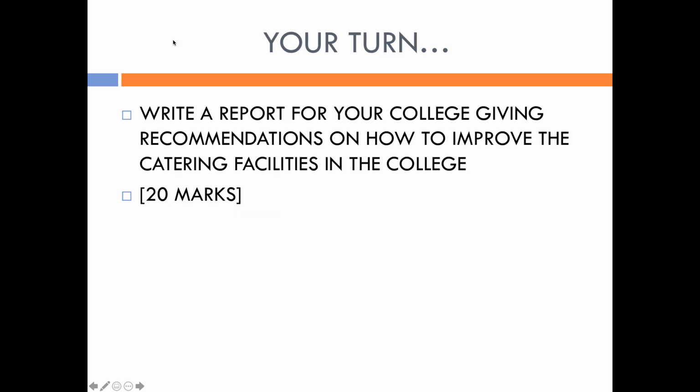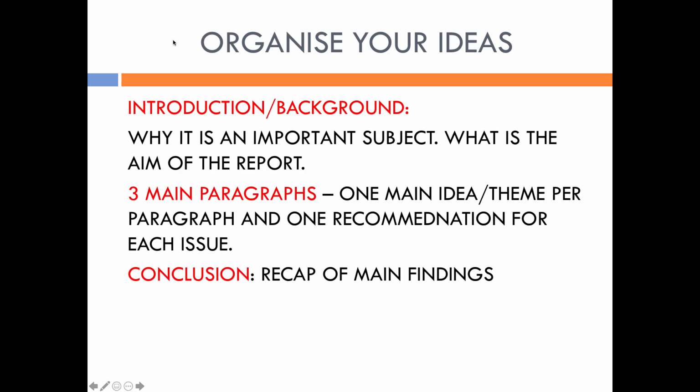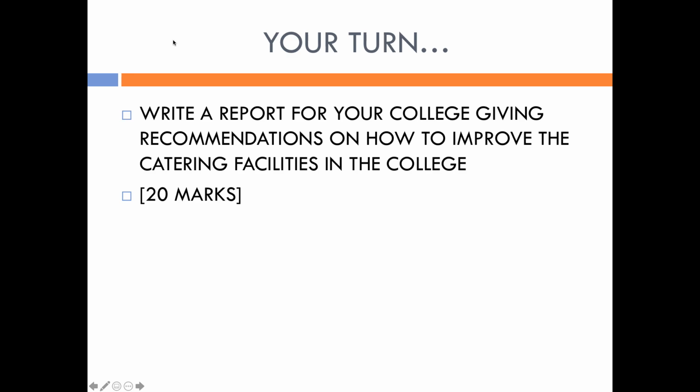So the exam question is: write a report for your college giving recommendations on how to improve the catering facilities in the college. What I want you to do now is, this is the end of the video. When you're organising ideas for the report, obviously you need to brainstorm. Why is it an important subject? What are the issues about the catering facilities? So 3 main problems and then 3 main solutions. As I said before, if you don't have the solutions, your report doesn't work effectively. So stop it here.